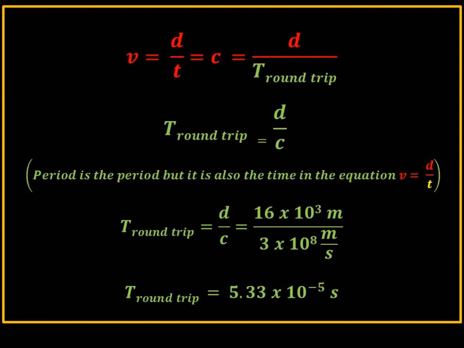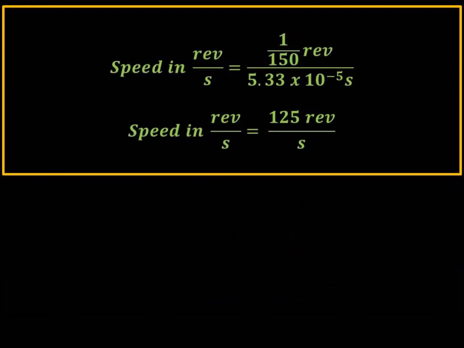That's 16 kilometers, and again the time for 1/150th of the time. So you're going to see that the round trip time is going to be 16 times 10 to the third meters divided by the speed of light. So the time it takes for the light to go there and back is going to be 5.33 times 10 to the negative fifth seconds. So that'll be the time for the light to come back.